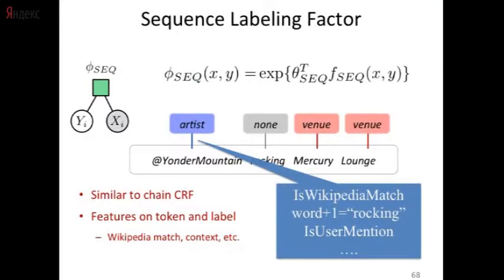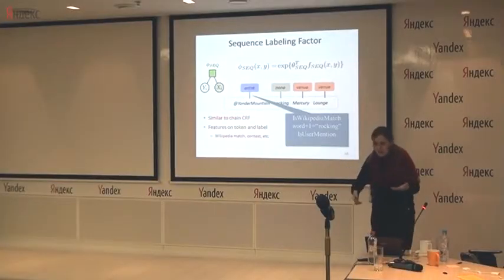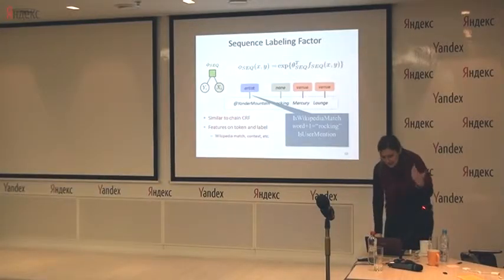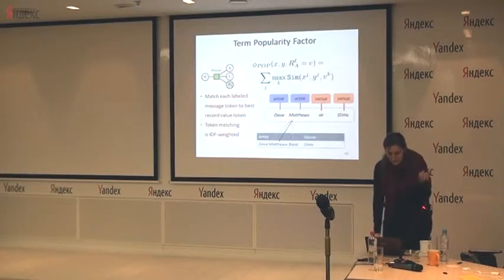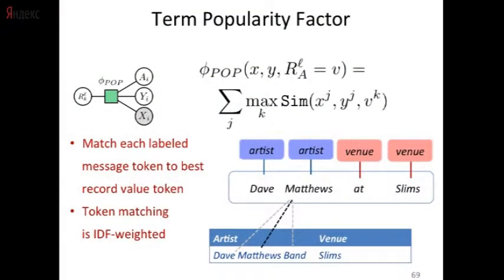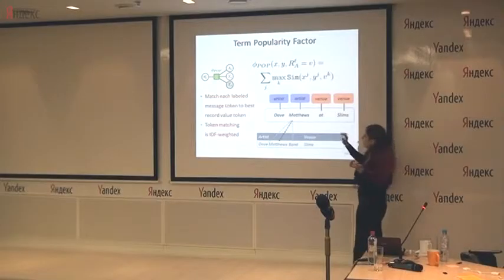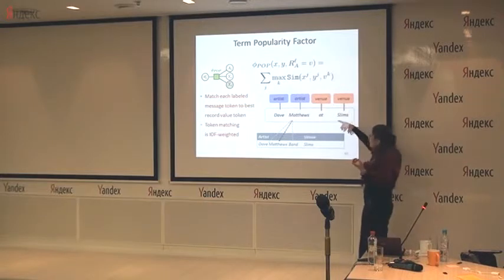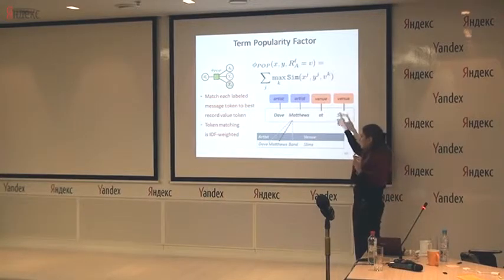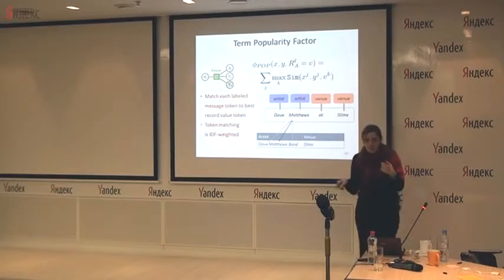So this is a sequence labeling. One is just a standard conditional random field that looks at the words and, based on the local context, predicts what kind of slot each one fulfills. The next one is term popularity. Here, what you would want to do is to match each token in each of these messages to the corresponding value in the table.